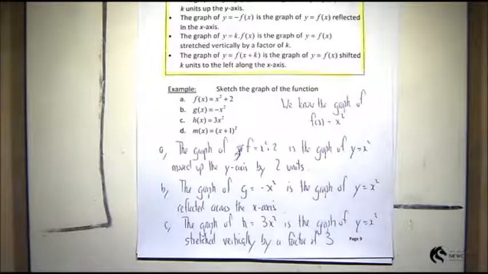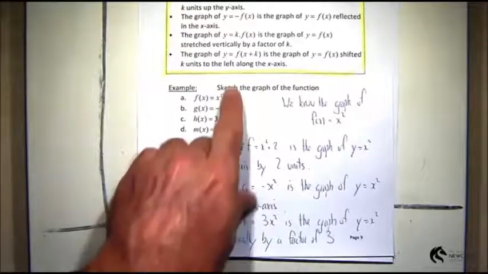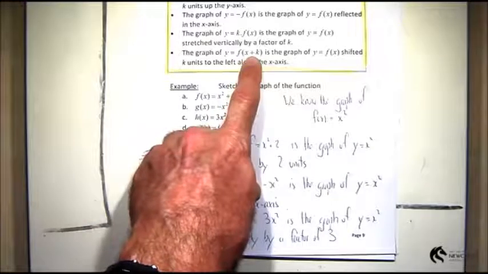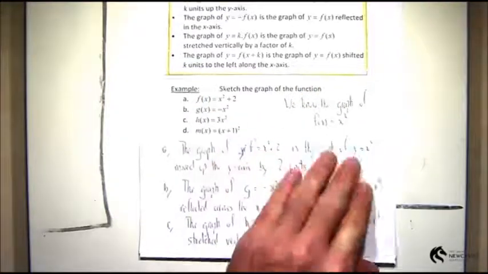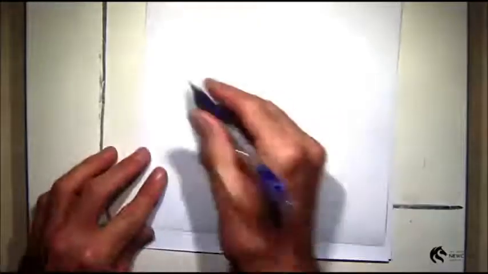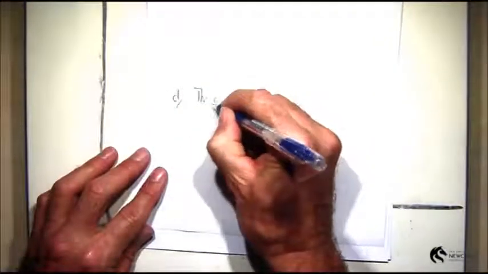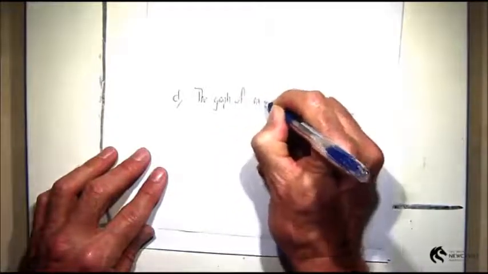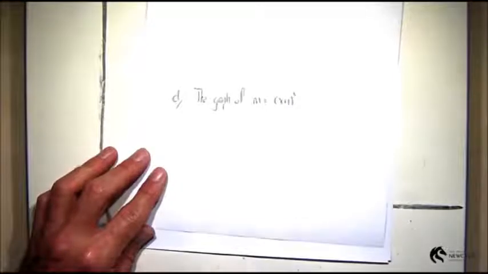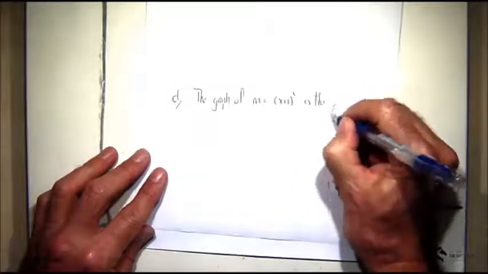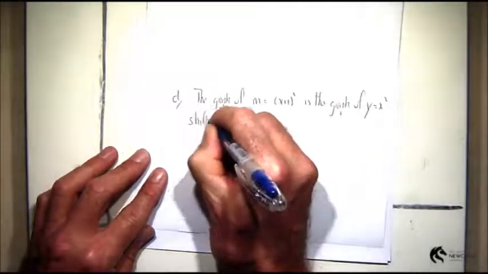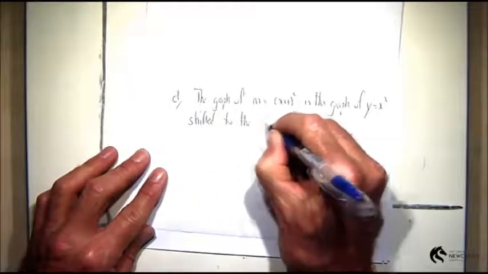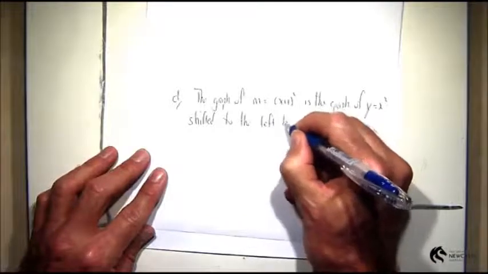And the last one here is not as immediately obvious, but we'll do it anyway. So here, the graph of function x plus k is the graph of function x shifted k units to the left. So I'll write it down, so part D here. The graph of m is equal to x plus 1 all squared is the graph of y is equal to x squared shifted to the left by 1 unit.